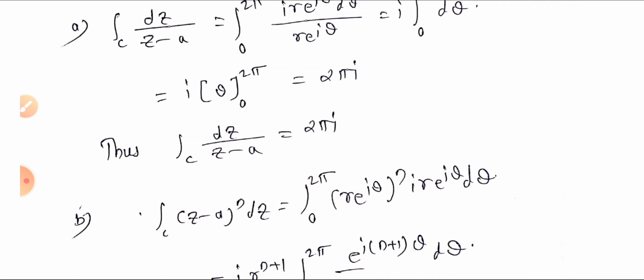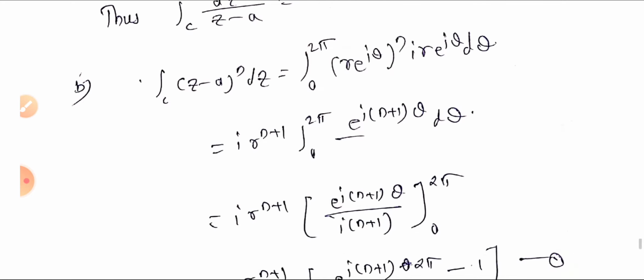Now second one is integral over C of z minus a raised to n dz, that is nothing but 0 to 2 pi, z minus a is R e raised to i theta raised to n, into i R e raised to i theta d theta, that is equal to, R is a constant, i and R constant, take it outside, i R raised to n plus 1, 0 to 2 pi e raised to i into n plus 1 theta d theta. So integrating we get i R raised to n plus 1 e raised to i into bracket n plus 1 theta by i into bracket n plus 1 between the range 0 to 2 pi.